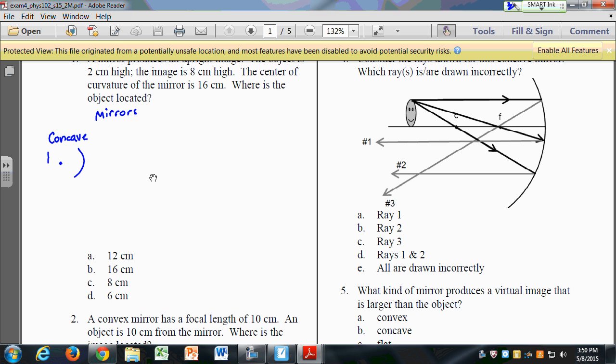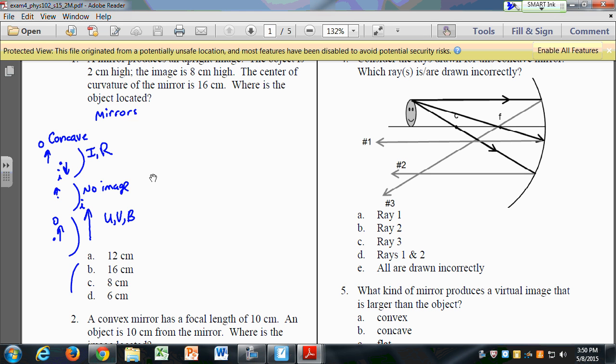It looks like this. Outside the focal point, there's my object. My image is right here. It is an inverted, real image. If it's at the focal point, there's no image at all. And if it's inside the focal point, it's like this. This is the object, this is the image, this is an upright, virtual, bigger image.